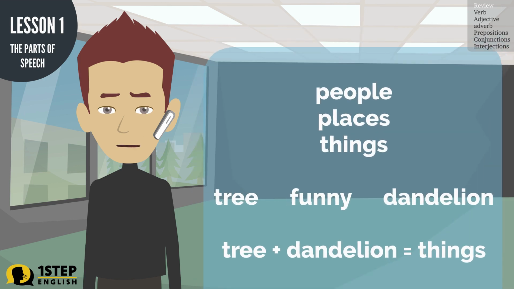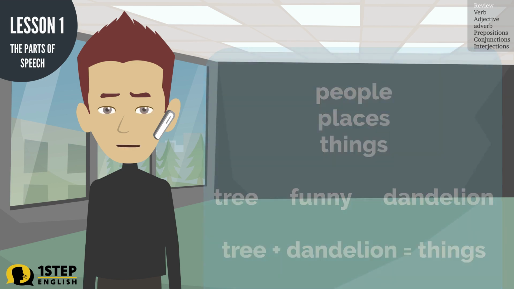Let's test your memory. Write the 2 nouns in each group. Then, label each pair as people, places, or things. For example, tree, funny, dandelion. The 2 nouns in the group are tree and dandelion. We label them as things.